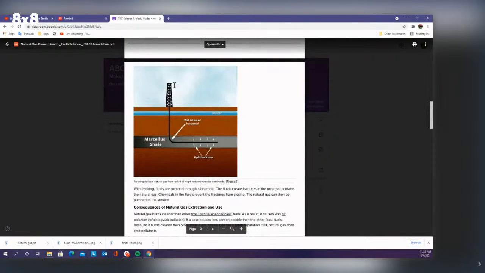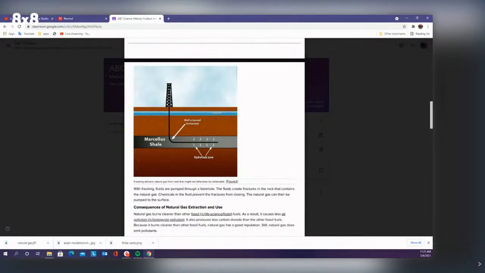When they frack, they pump fluids through a hole, okay? And the fluids create fractures in the rock that contains the natural gas. That's where the name comes from. And then chemicals in the fluid prevent the fractures from closing. And so the natural gas can then be pumped to the surface.